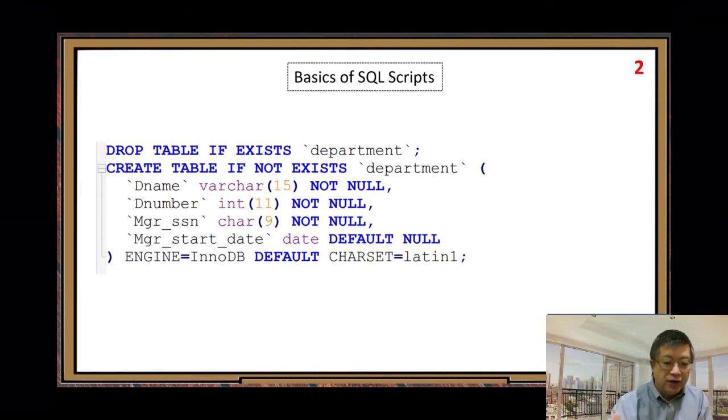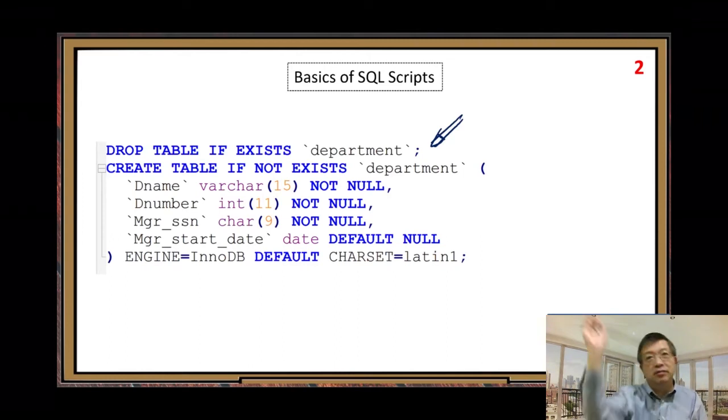First, look at the first line. Drop table if exists department. The table name is department. Drop: if this department table already exists, drop it. Drop the table, so you delete it completely. That's the meaning.